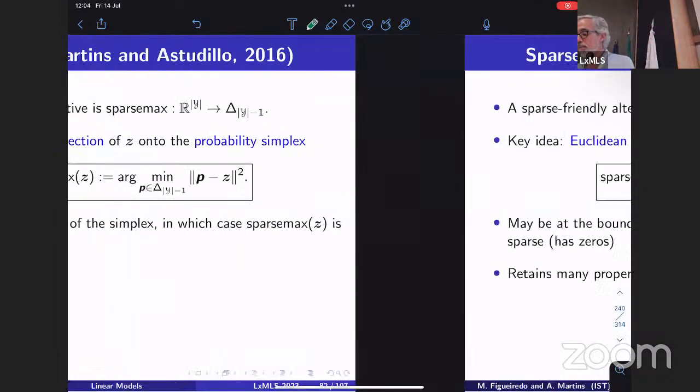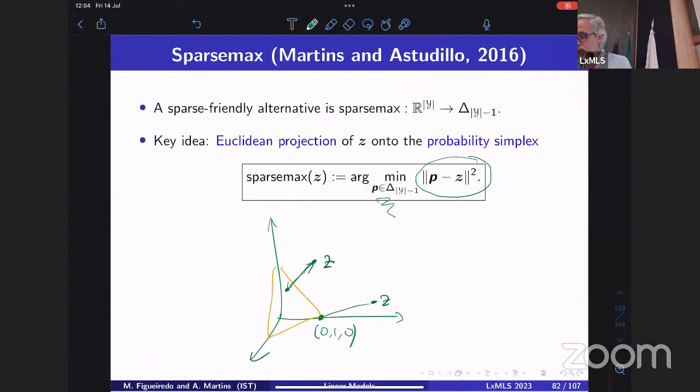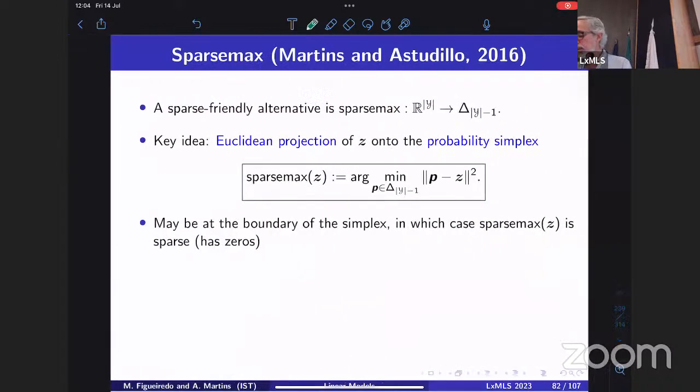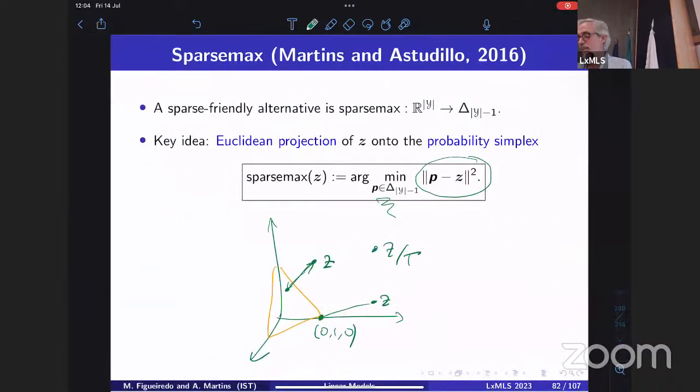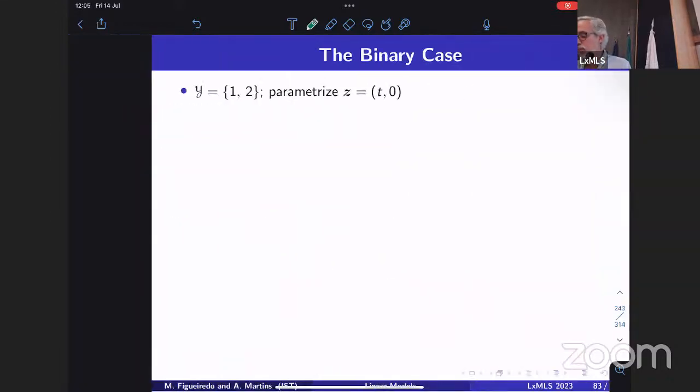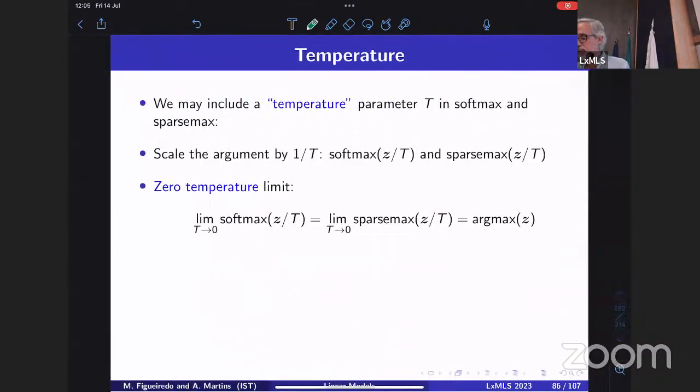Now let's look at the picture. When I take some z and divide by t, what happens when t goes to infinity? Where does z go to? To the origin. And what's the projection of the origin on the simplex? It's the center of the simplex, the uniform distribution. The same happens here. And what happens when t goes to zero? Z goes very far away, and the projection will be the closest corner of the simplex. Again, argmax. This can be shown formally, but I will not do it. I just wanted to give you the intuition.